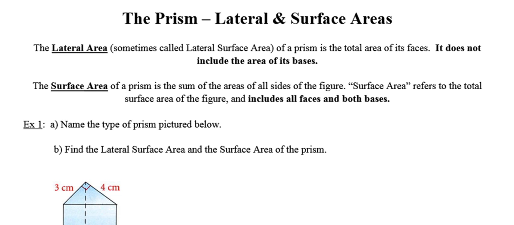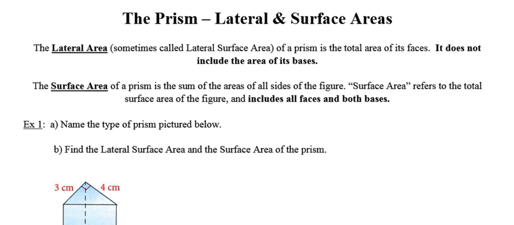The purpose of this video is to review lateral and surface areas of a prism. Now, before you can find lateral and surface areas, it's important to know what they are. So lateral area, and it's sometimes called lateral surface area, it's the total area of all of its faces. And it's important to note that the lateral area of a prism does not include the area of its bases.